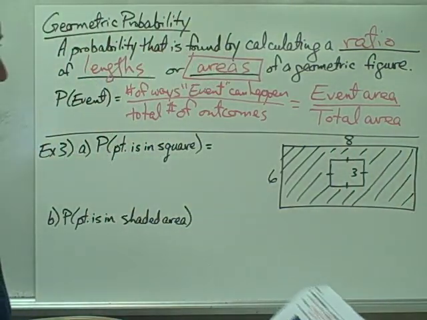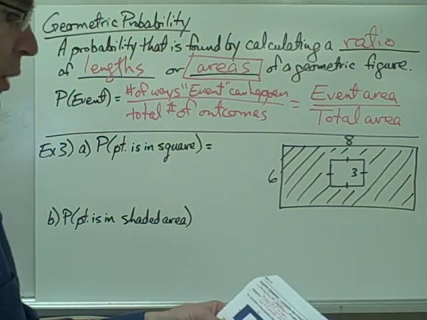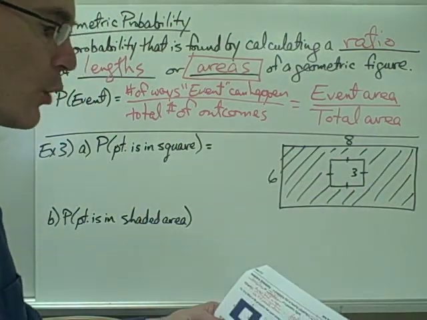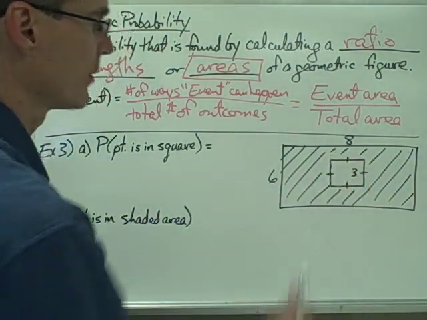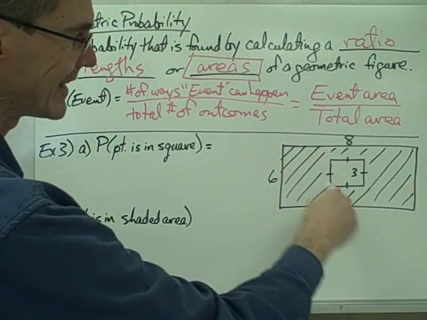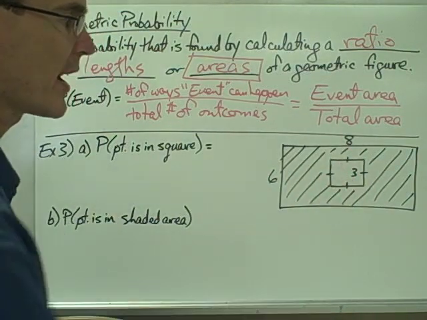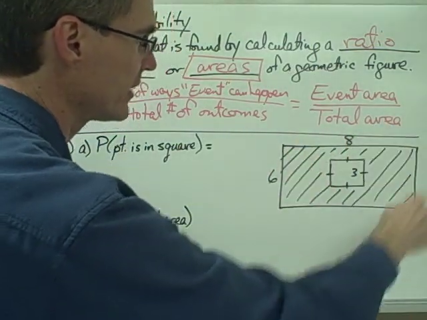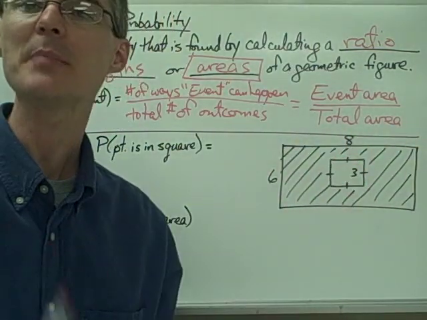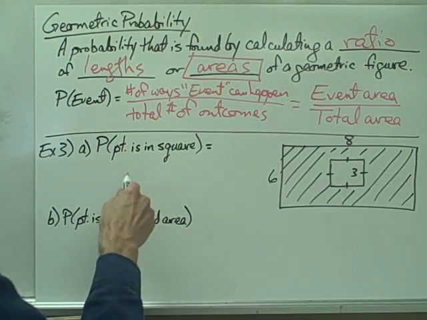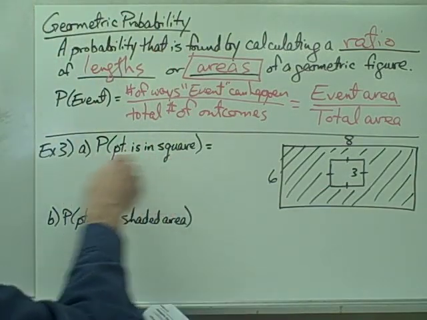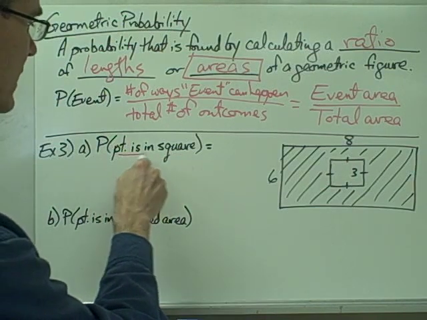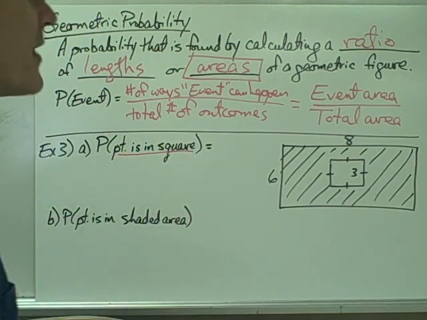So let's take a look at this example number 3. Example 3 says, what is the probability that a point chosen at random in this rectangle will also be in this square? So I have this picture of a rectangle, and inside the rectangle is a square. And I want to know, if I choose a point anywhere inside this rectangular area, what's the probability that that point is going to be in the square? Well, if I state my probability like this, the probability that a point is in the square, this is my event, right?